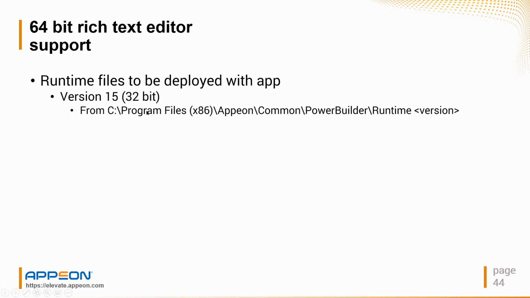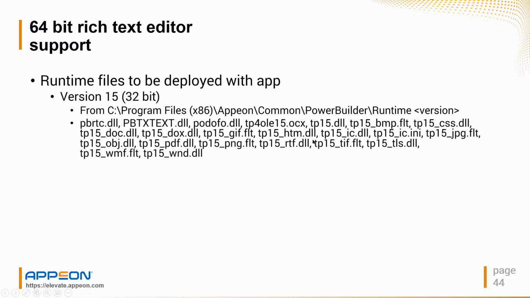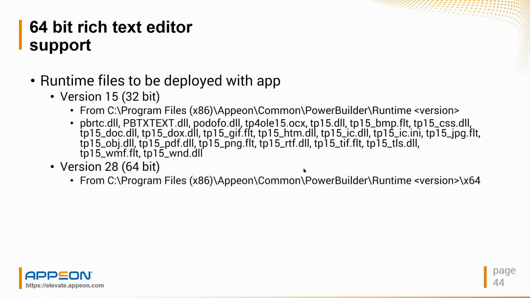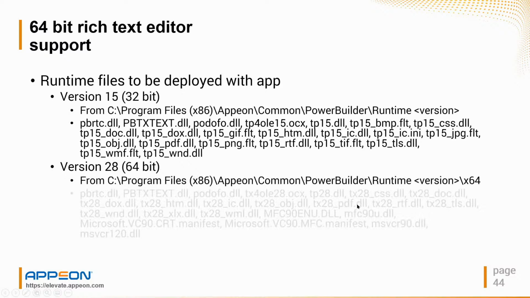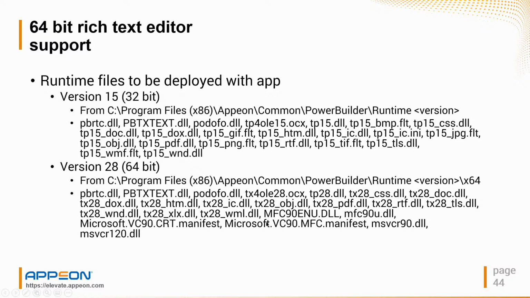So when you're looking for the version of the runtime files that you want to deploy with your application, you need to know what build number of the runtime you were using to compile to, and find that folder, and then copy these files. In the case of the version 15 of the control, copy these files to deploy with your application. If you're using the version 28, which initially is just for 64-bit, you're going to go to that runtime version folder, and then find the x64 folder underneath it, and find the 64-bit DLLs that go along with that version.